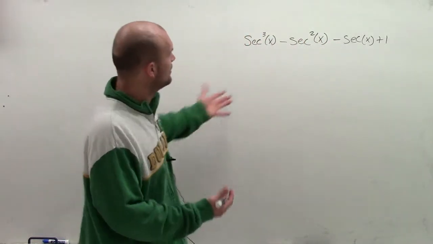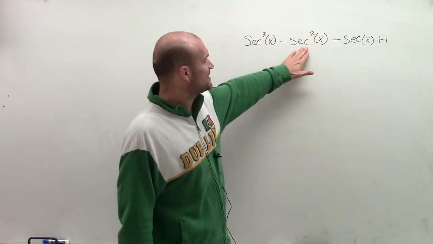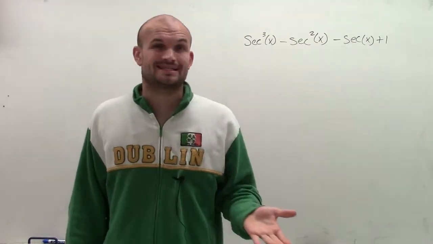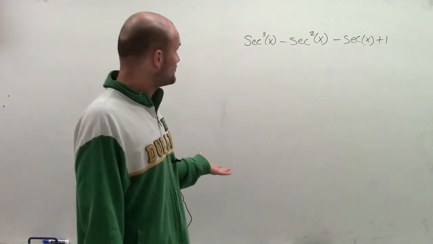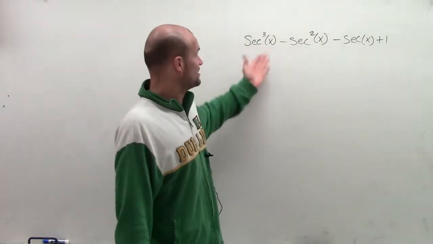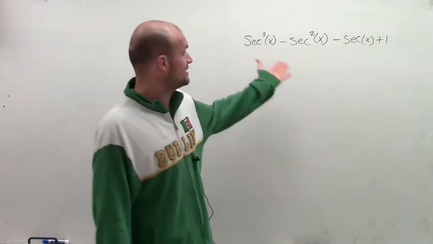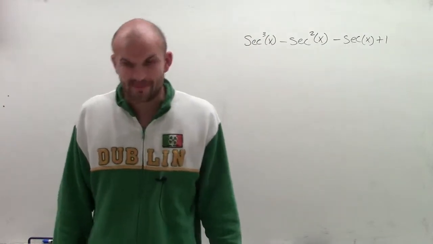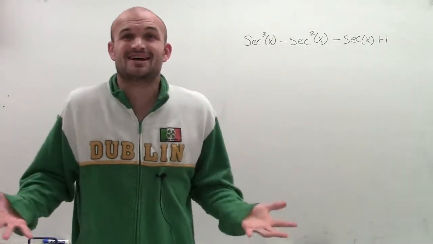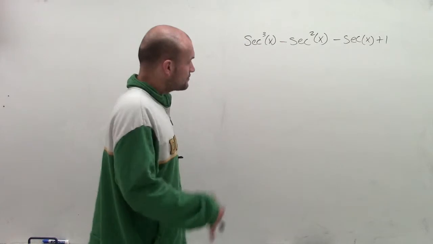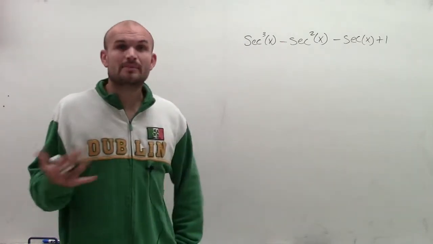what can we do? Well, I know that I can rewrite the secant squared by using the Pythagorean identity. And that's really about it. I could rewrite secant squared to be secant times secant squared, and then I could rewrite that using a Pythagorean identity. Well, that's really where I'm kind of stuck right now. But the other thing I can look at is, what about factoring?